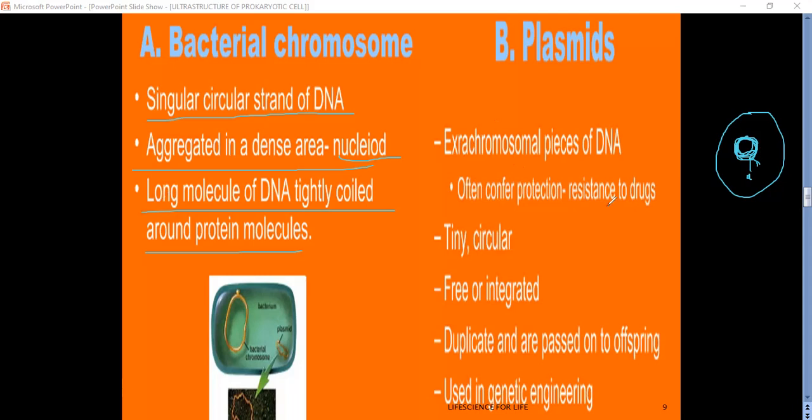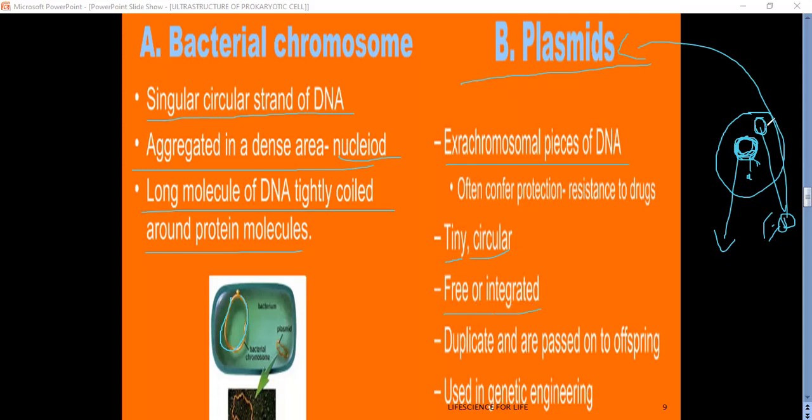Here you are seeing the main naked DNA, and another DNA is present in addition to this chromosomal DNA, that is extra chromosomal DNA. Why is it called extra chromosomal DNA? This is the chromosomal DNA, and this is extra to the chromosomal DNA. That's why we call it extra chromosomal DNA, nothing but a plasmid, which is very tiny and circular. Here I am showing that it is very tiny and circular.